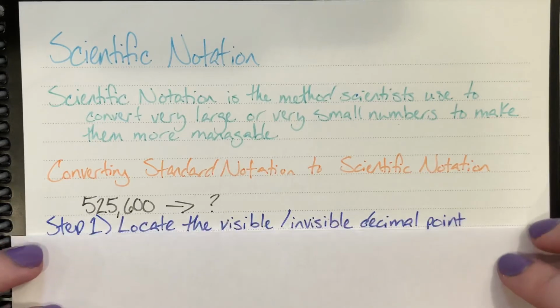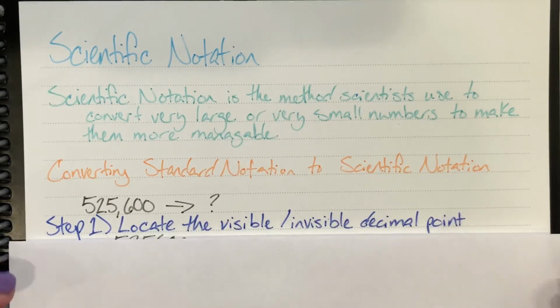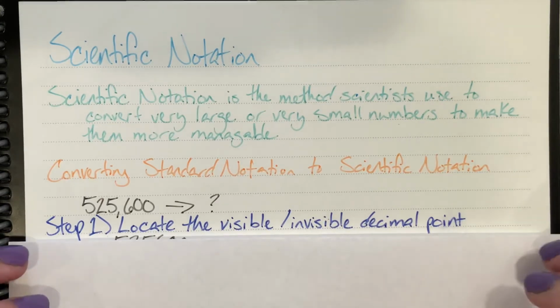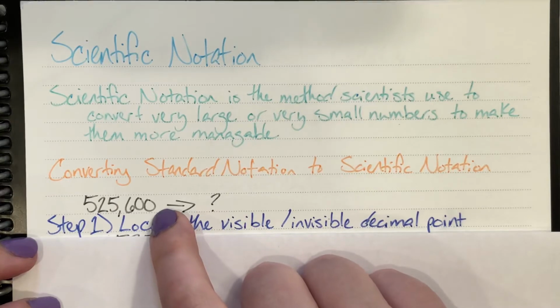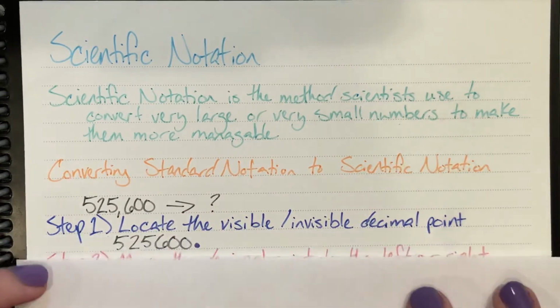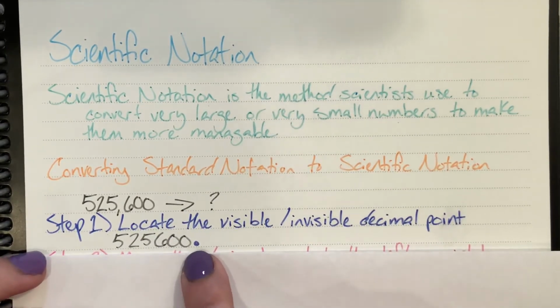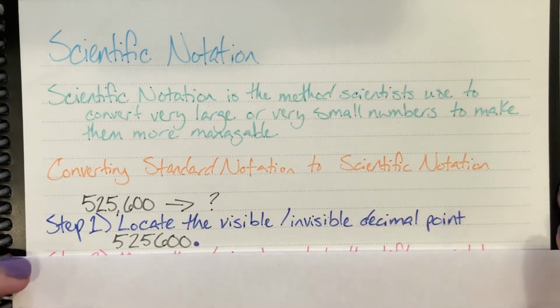The very first thing that I'm going to do is locate where my either visible decimal or my invisible decimal is. Here I don't see a decimal point, so that means it's invisible, but I'm just going to go ahead and locate it and say that it should be right there. It just wasn't initially visible.